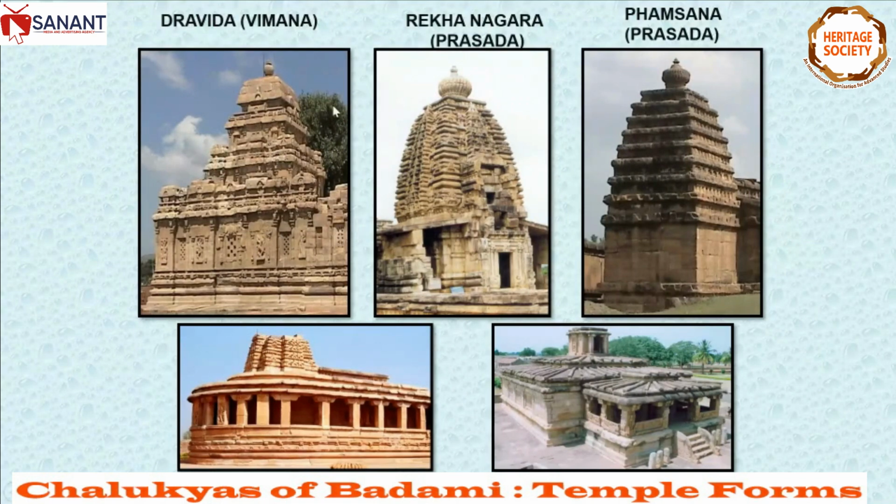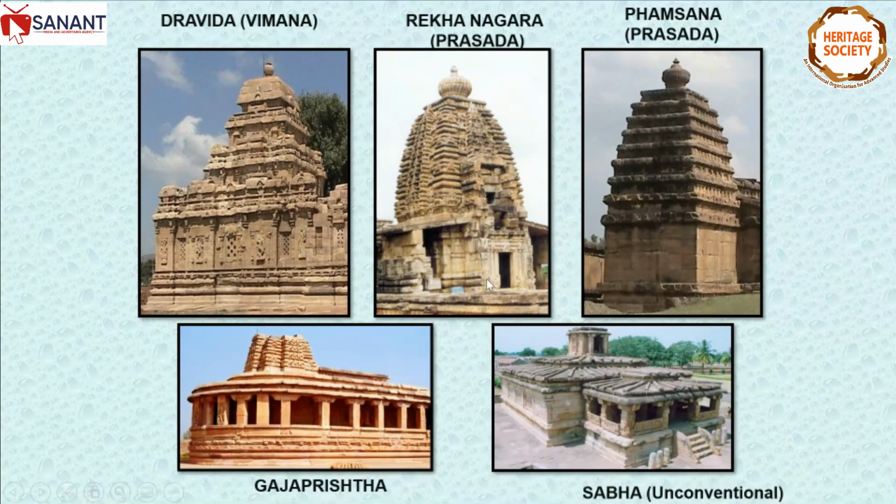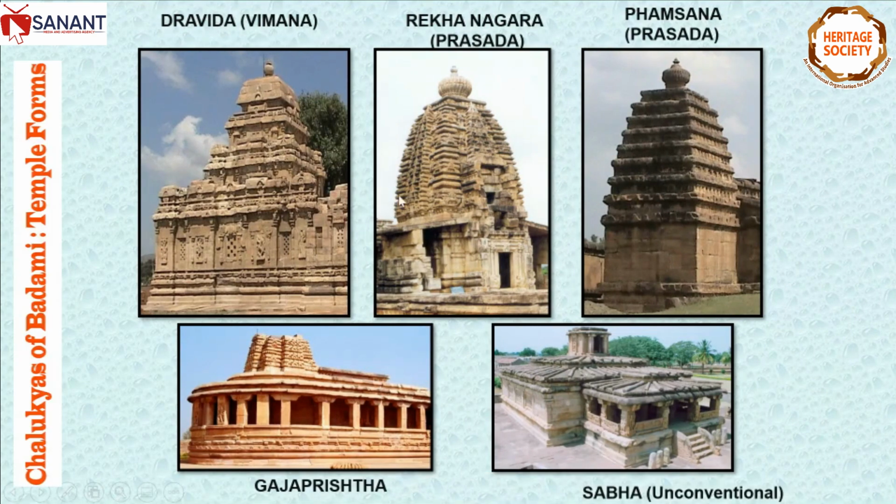The temple forms which I have illustrated here. In fact, this is the Dravida one, the southern one as we call it, represented here by the Sangameshwara temple at Pattadakal, built by Vijayaditya. This is the Rekha Nagara Prasada, or in general called Nagara Prasada. The curvilinear feature you can notice here, and the details of the superstructure itself are also very distinct.